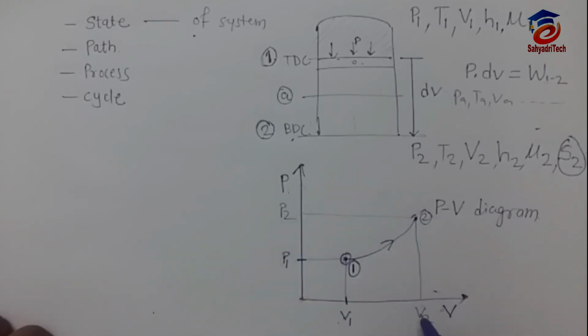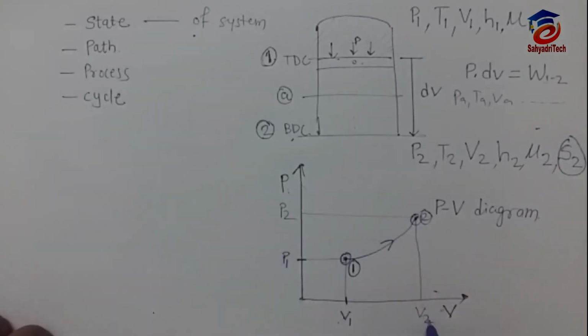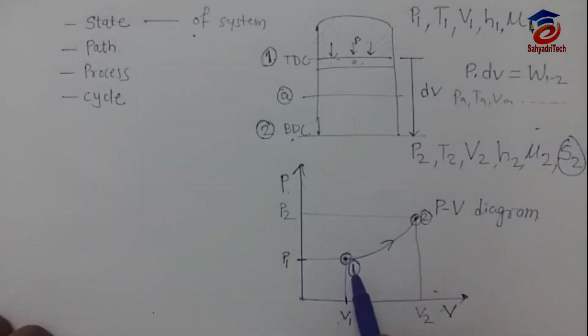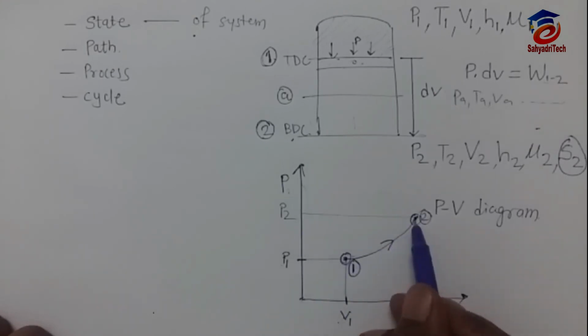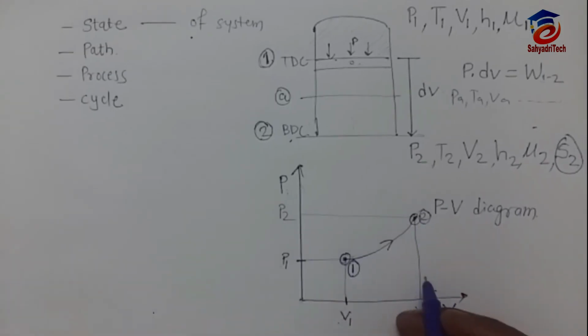So this way we can define the system by using a single point. That's why pressure and volume are point functions. Now see, to do so what have we done? Process 1 to 2, right? The process 1 to 2 happened. That's why the condition has changed from 1 to 2, right?